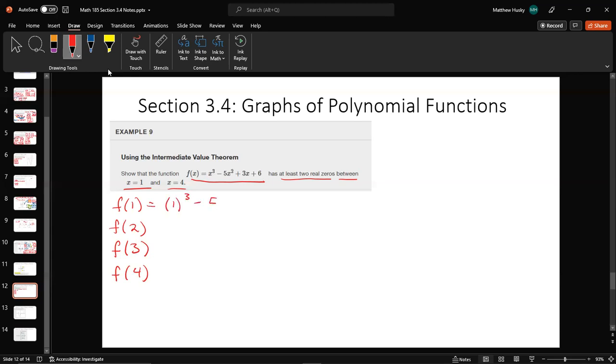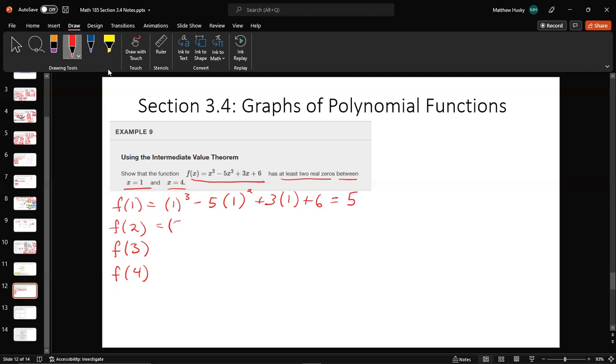So 1 to the third minus 5 times 1 squared plus 3 times 1 plus 6. That's going to be 1 minus 5. Let's just do this in a calculator. I don't need to impress you. Let's see. 1 cubed minus 5 times 1 squared, and then plus 3 times 1 plus 6. So you work all that out and you'll get the number 5.